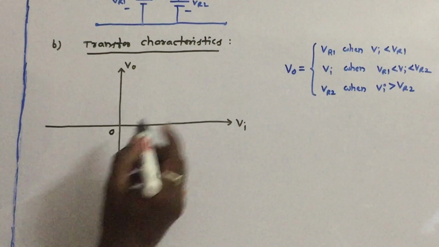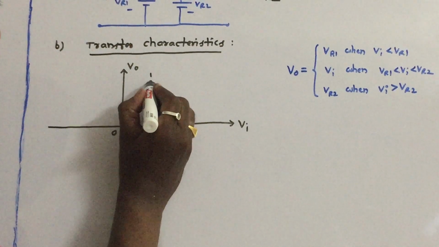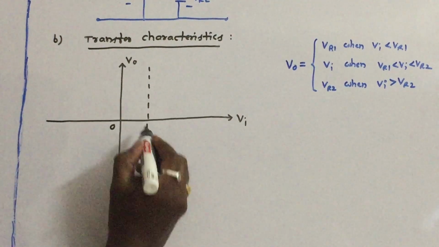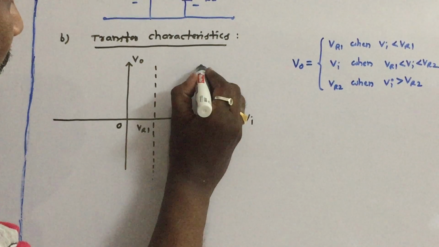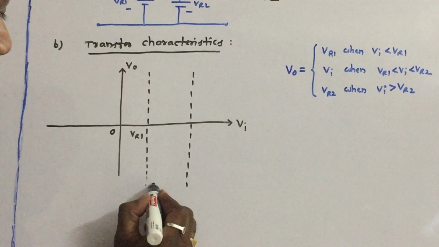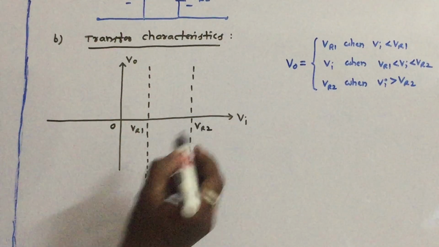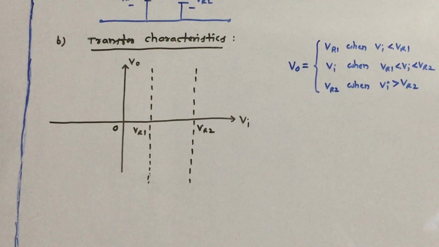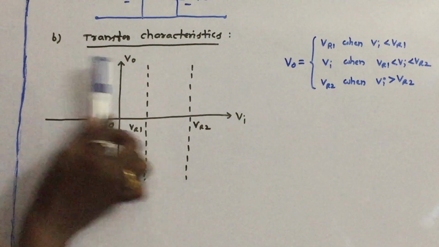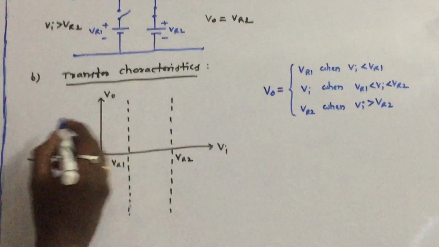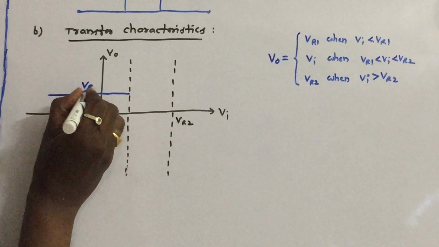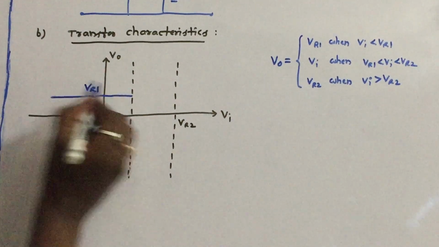So therefore 0. So let us represent 2 reference lines. Say this is the voltage VR1. Let us take, say this voltage is, say reference voltage is, say VR2. So you can clearly see that during this region when the input voltage is less than VR1, that is during this entire region, what is the output voltage from the transfer characteristic? The output voltage is equal to VR1. So this is, since it is positive voltage, we have to write like this. So under this region the output voltage is equal to VR1.